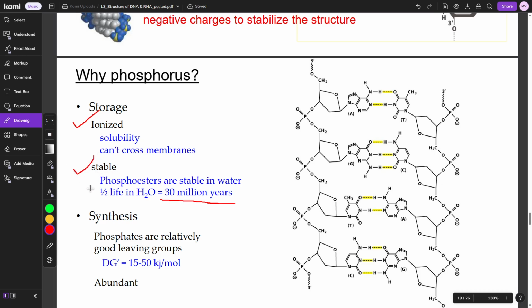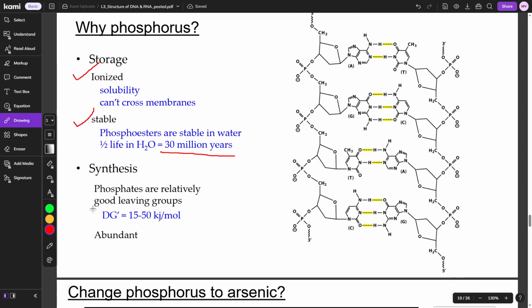And for synthesis cases, we know that phosphates are really good leaving groups. ATP, stuff like that, they're okay with leaving. And they release a lot of energy when they leave. So, very good leaving groups, and they allow for easy synthesis of other molecules. They're also just very abundant in the environment in general. Like Earth has a lot of phosphates. Phosphorus is a very common element.